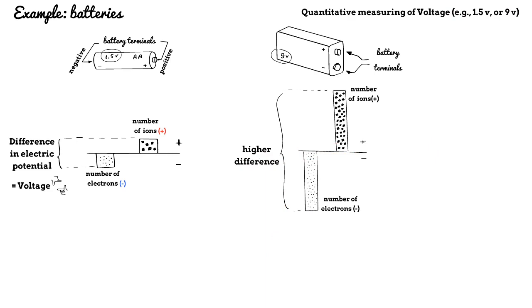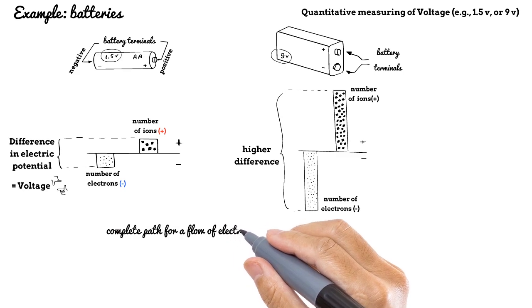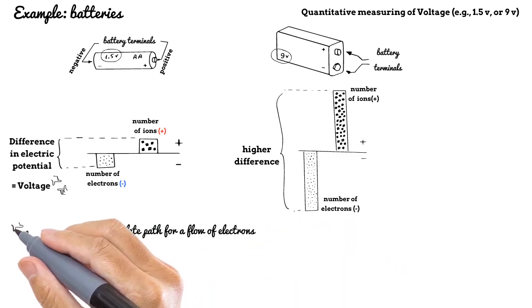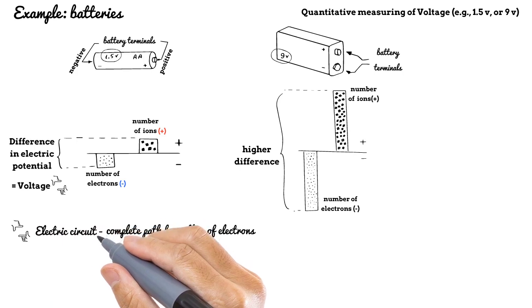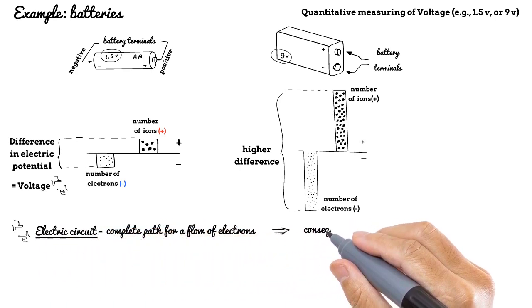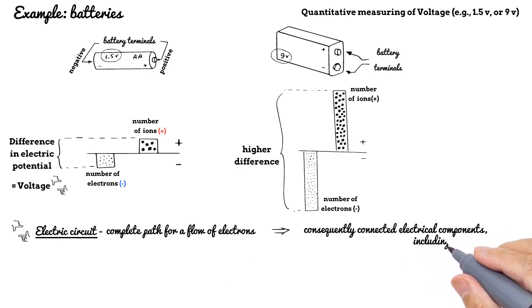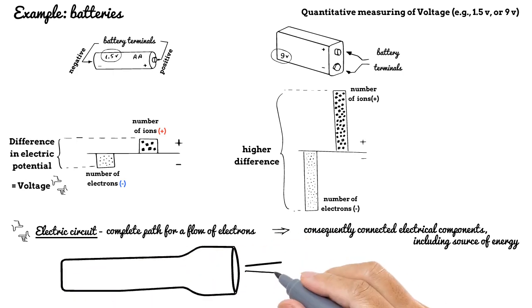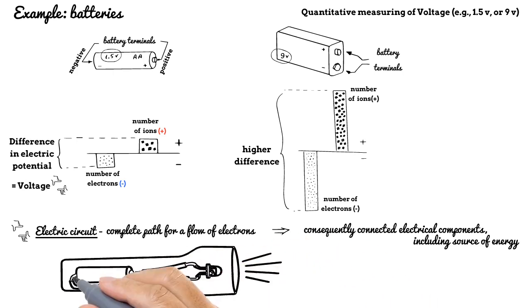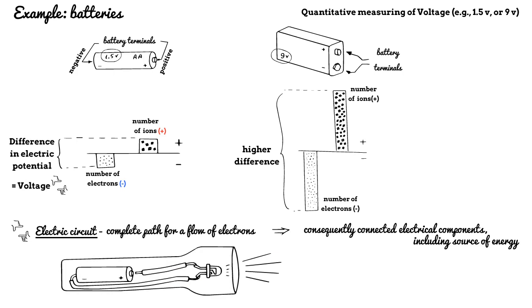To have the possibility for electrons to move from the negatively charged to the positively charged place of an electrical energy source, we need to have a complete path for such flow. And we have another term for such a complete path, electric circuit. Electric circuit is a combination of consequently connected electrical components, including the source of the electrical energy. The simplest example of such a circuit is a battery connected by metal wires to an LED lighting in a flashlight. So electric current in this case has started flowing from the battery's negative terminal through wire, through LED, through another wire to the positive terminal of the same battery.